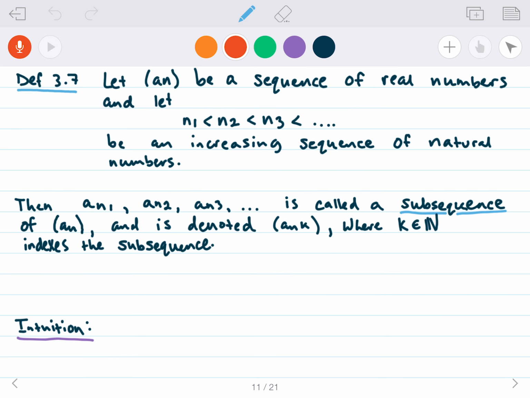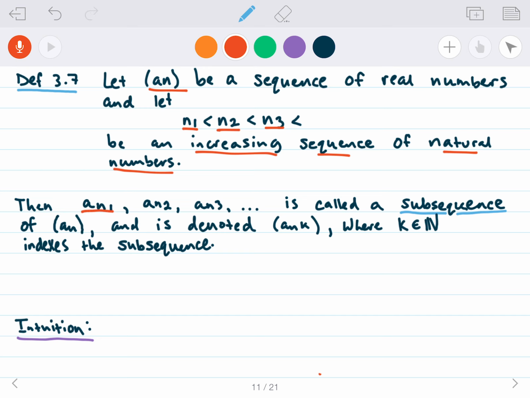Okay, so the next definition I want to talk about is the definition of the word subsequence. If you have a sequence, a sub n, of real numbers, we're going to let n1 be strictly less than n2, less than n3, and so forth. This is just an increasing sequence of natural numbers. So n1 is just a number. It could be 5, it could be 6, it could be 7, whatever.